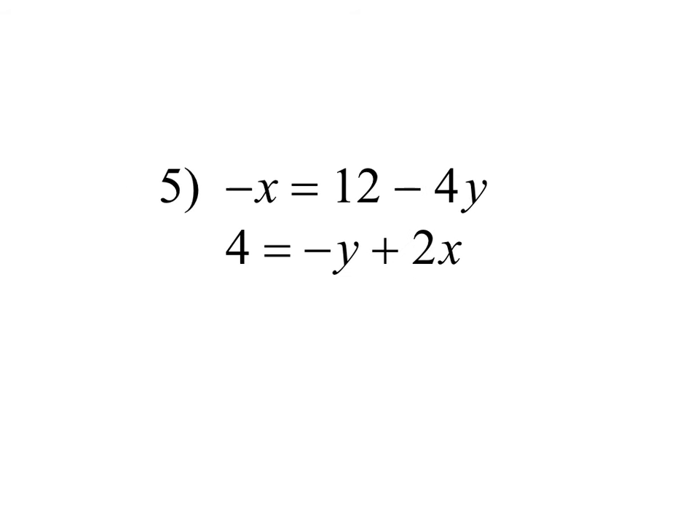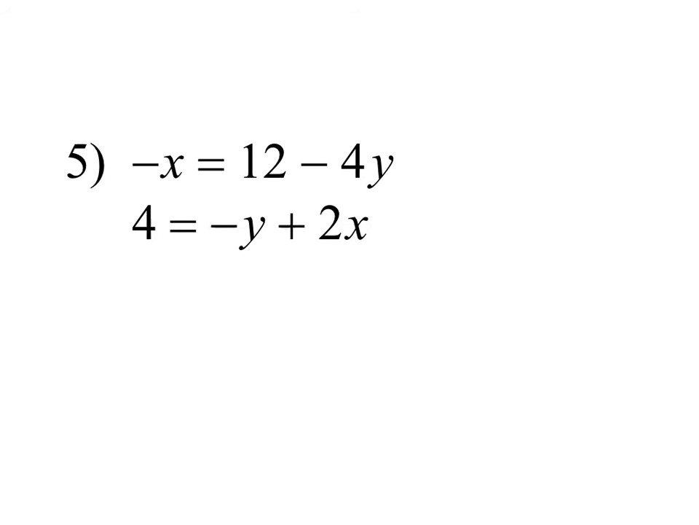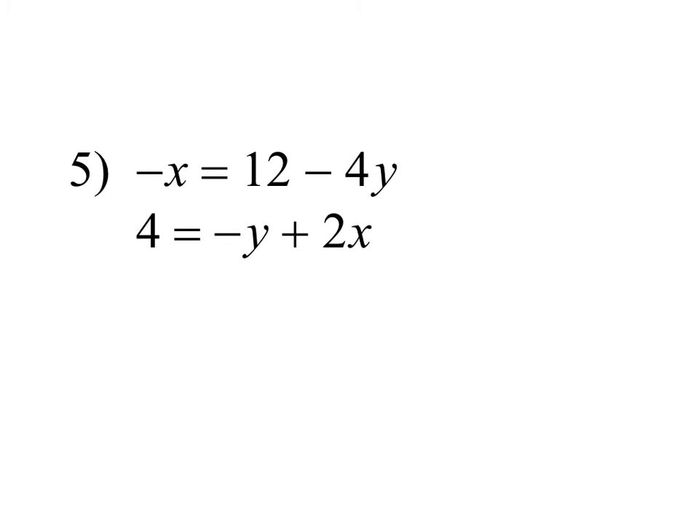Let's look at 5. What's the first thing we need to do here? Plus 4y. We can add 4y to both sides to get our y onto the other side of the equal sign. So we have negative x plus 4y is equal to 12. What should we do for our second equation?